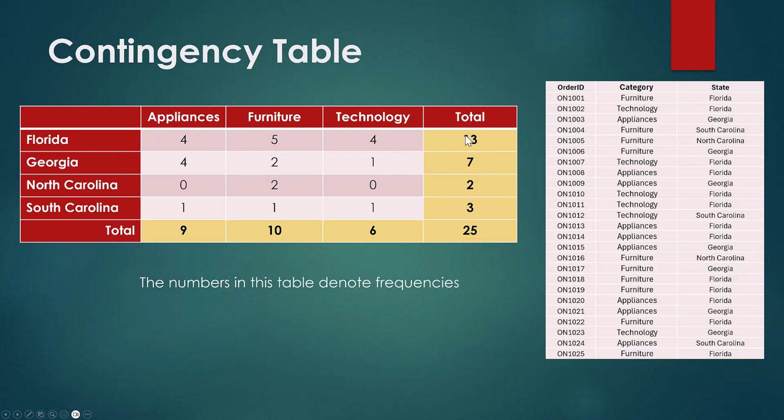This gives us total frequency. So of all the orders, 13 orders were from Florida, 7 from Georgia, 2 from North Carolina, and 3 from South Carolina. And this denotes total number of orders for appliances, total number of orders for furniture, and 6 for technology. And here's a breakup of how they were distributed across states.